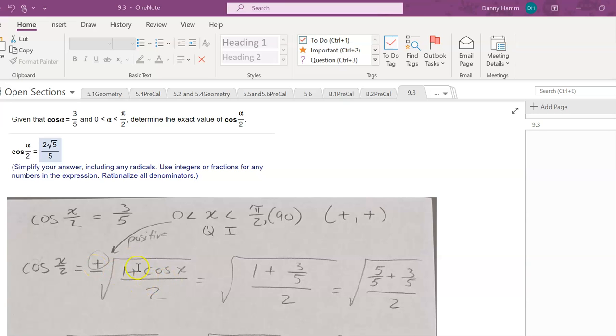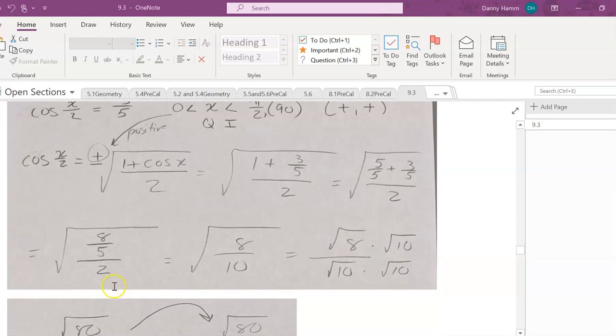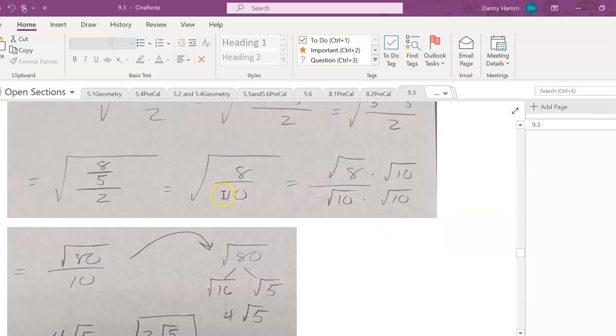Here we are told that this value is 3/5. So that means this whole thing is replaced as 3/5. And then after this, it is just adding and then simplifying. So at this last part of it, I decided not to simplify this. I decided to wait till the end.